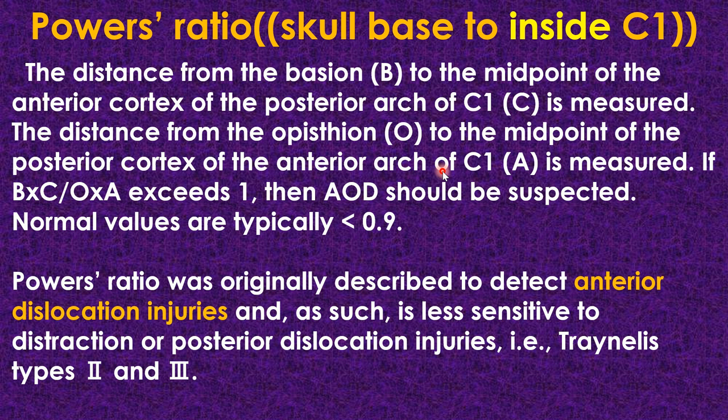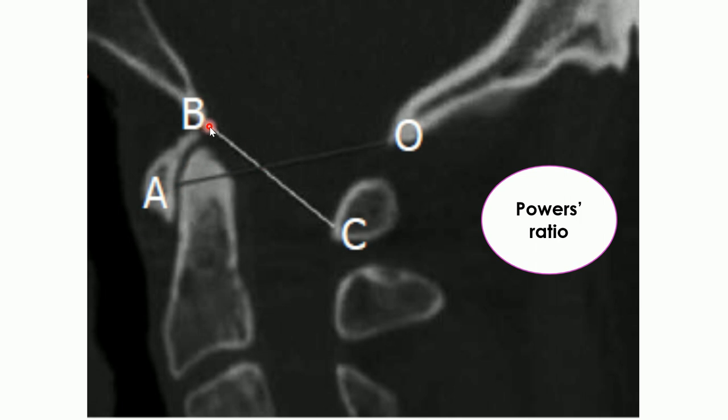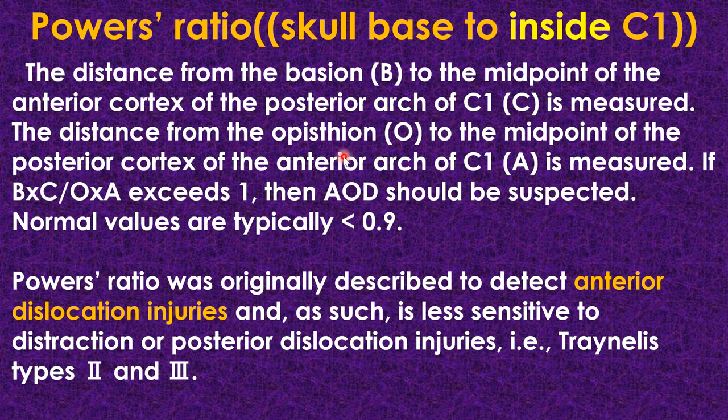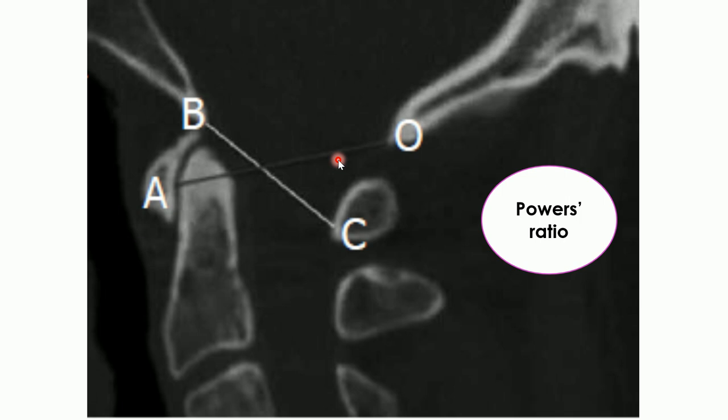The Powers ratio is one of the old measures, and the key is to know that it is from the skull base to C1. It started at the beginning. It is the distance from the basion to the midpoint of the anterior cortex of the posterior arch of C1, and also the distance from the opisthion to the midpoint of the posterior cortex of the anterior arch of C1.